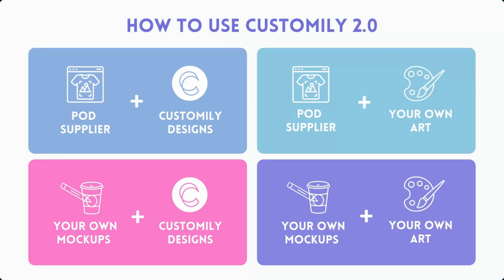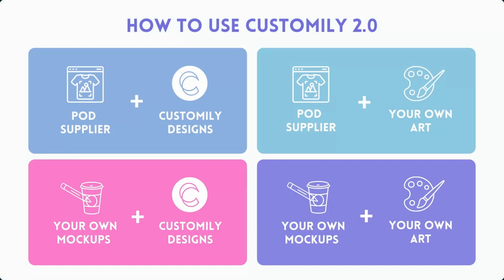For example, you can work with a print-on-demand provider who has its own POD, his own product catalog, and you can add a design from the Customily's library to it. This is the fastest path and the one that allows you to have a published product ready to sell in minutes. Also, you can work with a print-on-demand provider, but choose to add your own designs to their products.